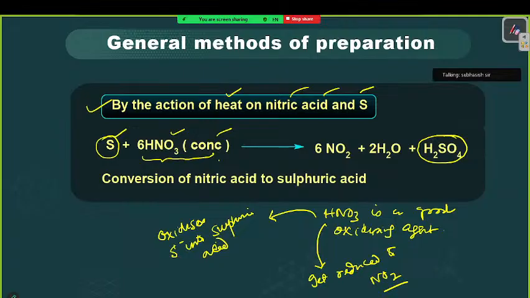That is the most important part. Here you see nitric acid. You can be asked in this way: can you convert nitric acid into sulfuric acid? How will you convert nitric acid into sulfuric acid? Now, what important property of nitric acid is used in this reaction?